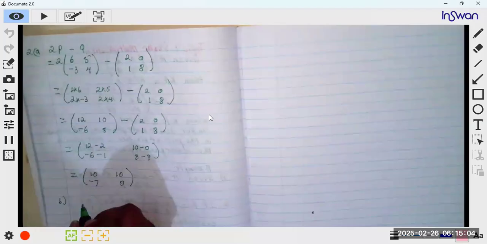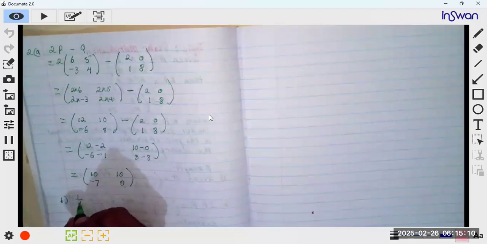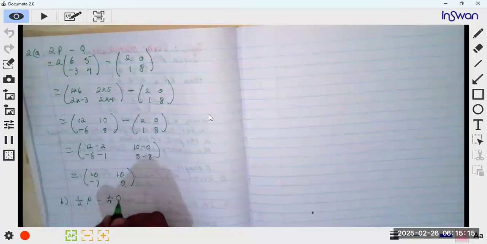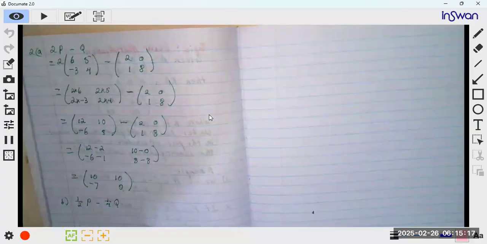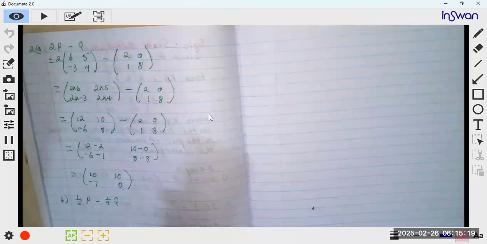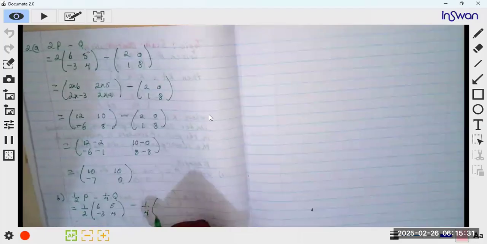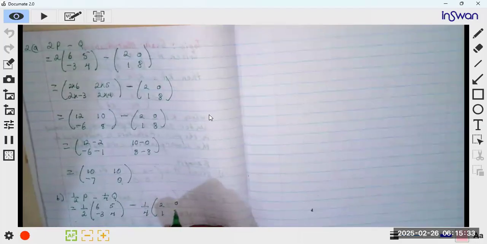That's part A. And part B is a half P minus a quarter Q. So this will be a half by 6, 5, minus 3, 4, minus a quarter, 2, 0, 1, 8.